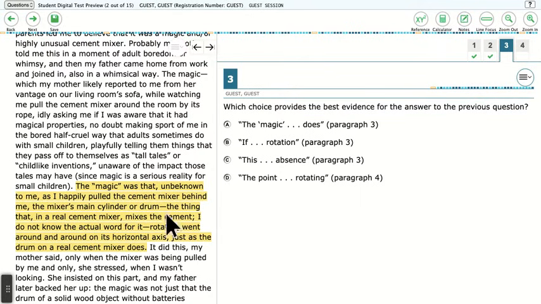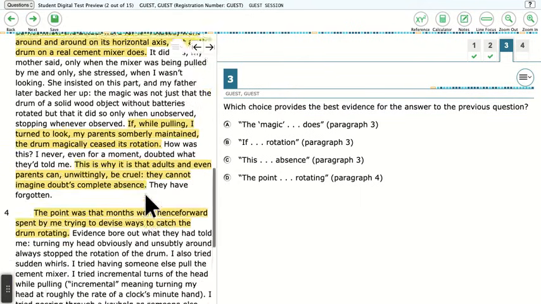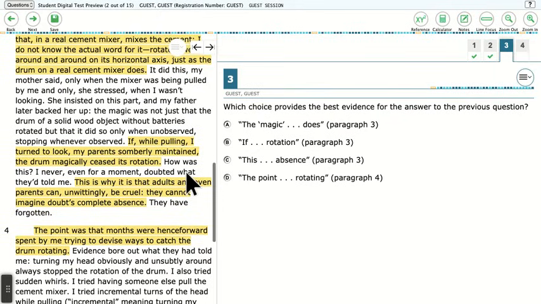So that's quote 1. Quote 2 is also in paragraph 3. Notice they also highlighted it for you. So if while pulling I turned to look, my parents somberly maintained, the drum magically ceased its rotation.